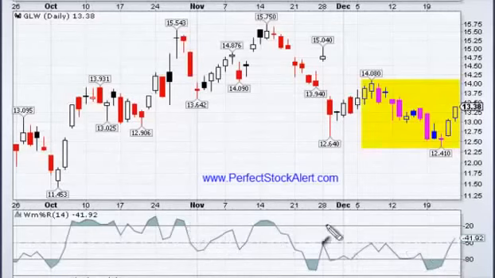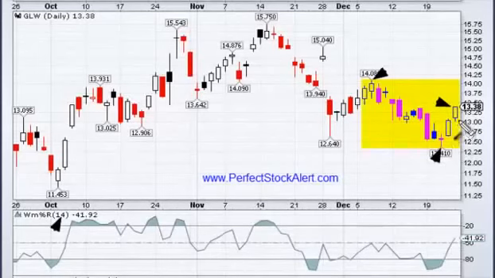Whenever you're looking at this, you're wondering where does this line come from? Where do they get this number? What they do is they take 14 periods, the last 14 periods, and that's this number right here. What they're doing is they're taking the close in relation to the highest point in that 14 period and the lowest point, and they're looking at that to get their calculation.